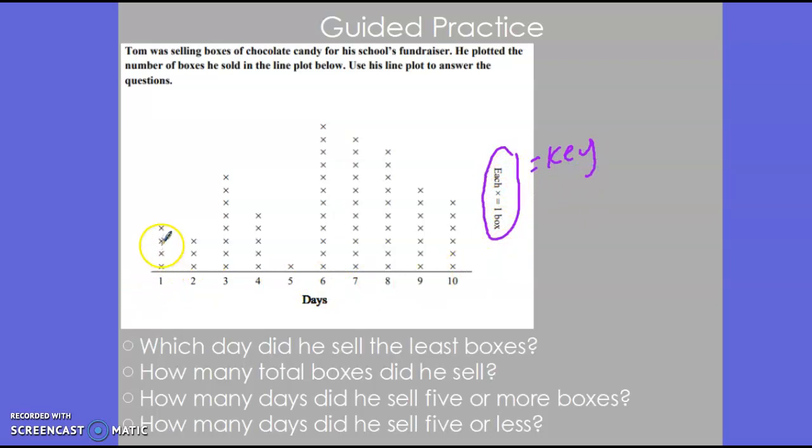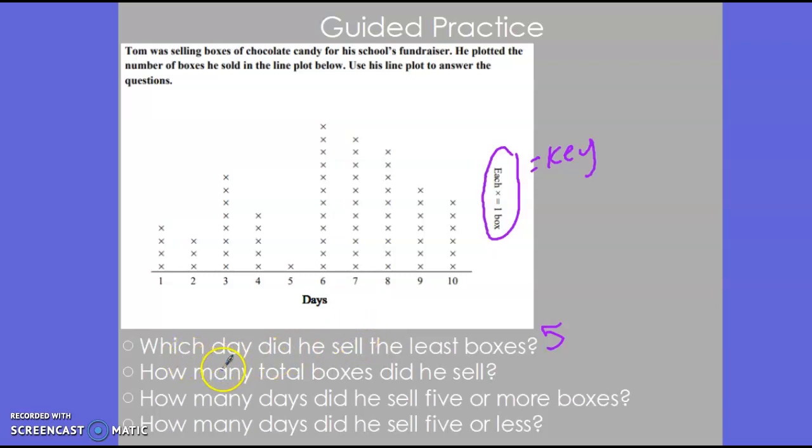So on day 1, he sold 4 boxes. On day 2, he sold 3 boxes. And you can count each day, and you can be able to tell. So it says which day, so our answer will be one of these numbers, what day did he sell the least amount of boxes? So if each of these x's represents 1 box, we should be looking for the day with the smallest amount of x's, which would be day 5. So day 5 has the smallest amount of x's, so that is the one that they sold the least amount of boxes of chocolate that day.